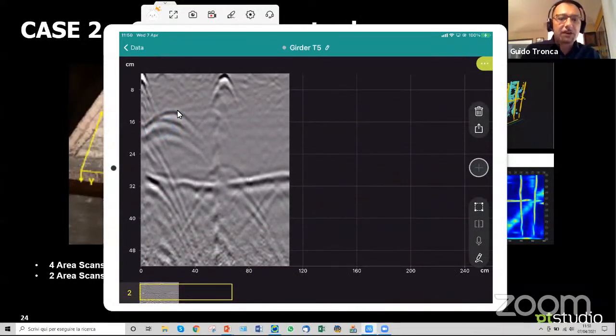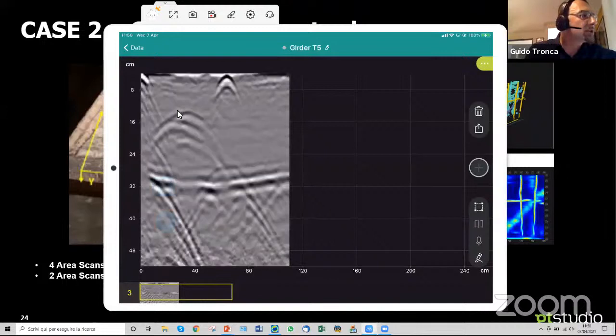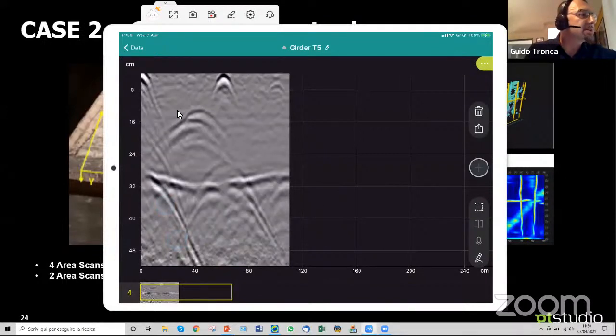I have an antenna providing an extreme resolution in this case. That was the highest frequency antenna of ProSec. So able to discriminate what, yeah, they seem to be three rebars actually.